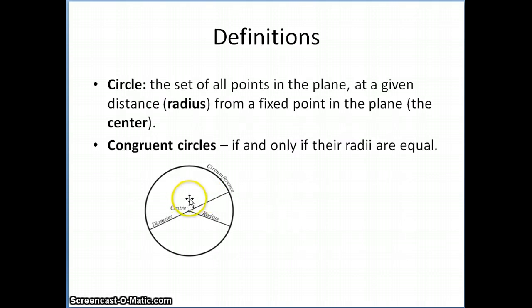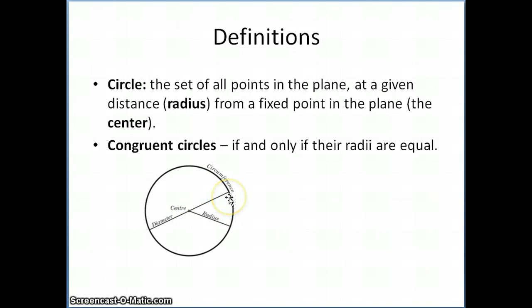Definitions. A circle. In the plane, we have a fixed point, and the circle is the set of all points in the plane at a given distance from this fixed point. So the fixed point, we call it a center, and the given distance we call it a radius.